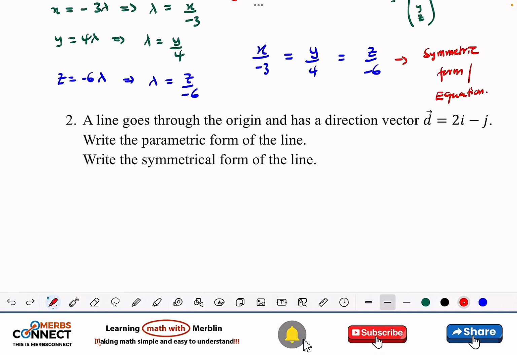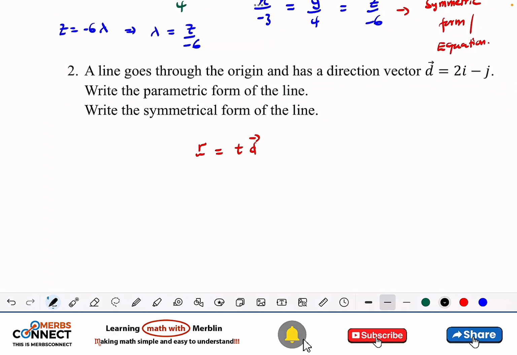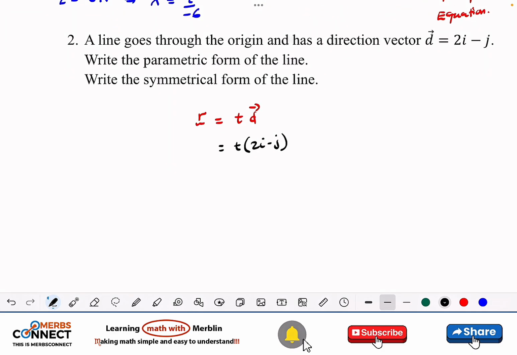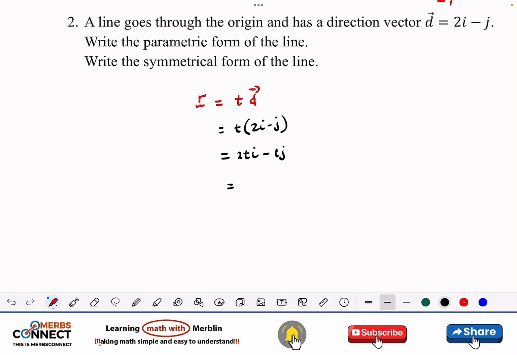So same thing, my r will be equal to lambda. It's not always that you need to use lambda. I can even change the lambda to t, right? So this one is going to be this. And then with this one, I'm going to have t times 2i minus j, and then multiply through by t, you have 2ti minus tj. So this is the parametric form, or the parametric equation.